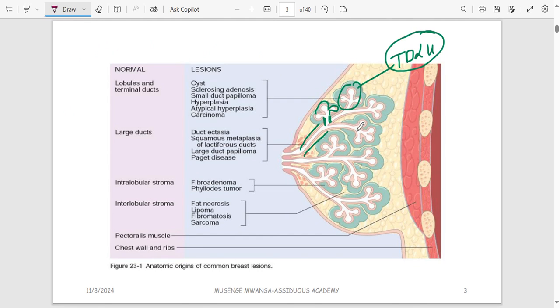Thank you so much. So lining these ducts and the acini, we know this is a lumen. So we are going to have the luminal epithelium. But what happens is this.